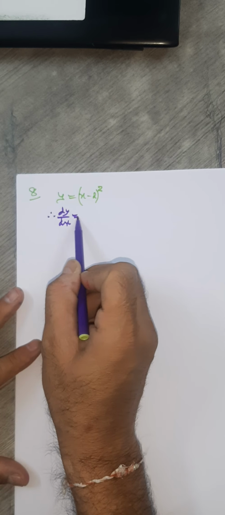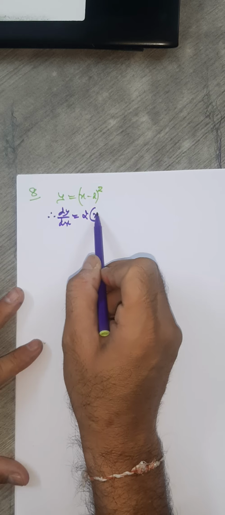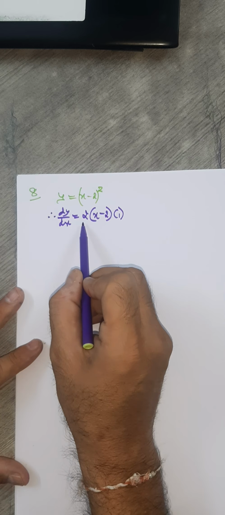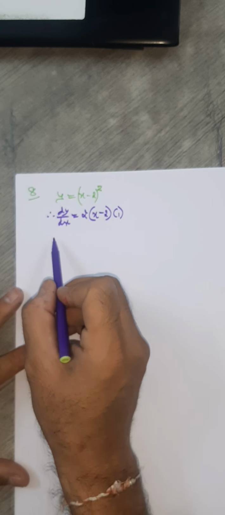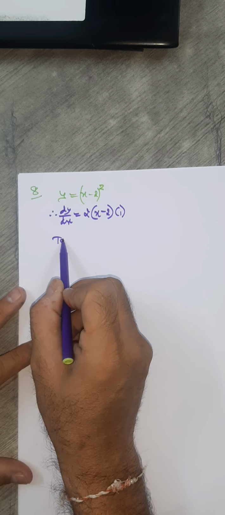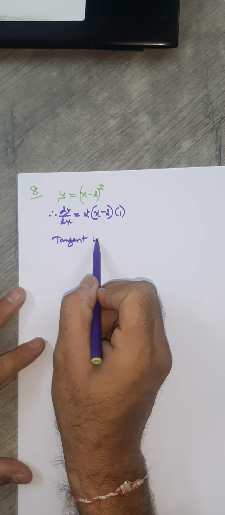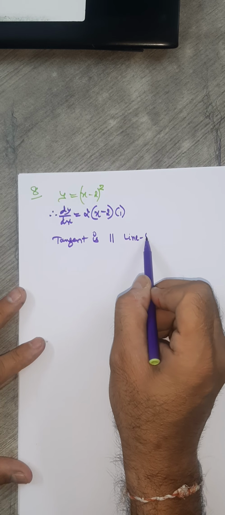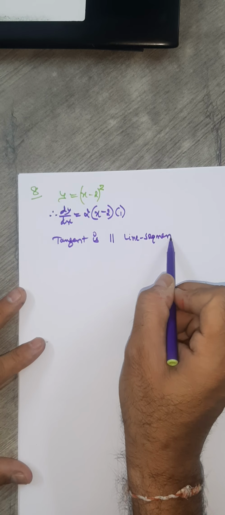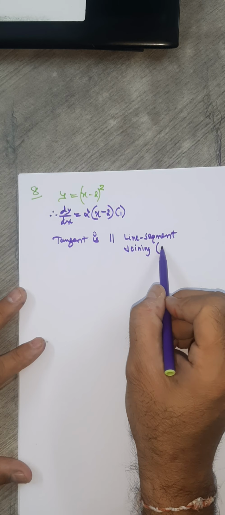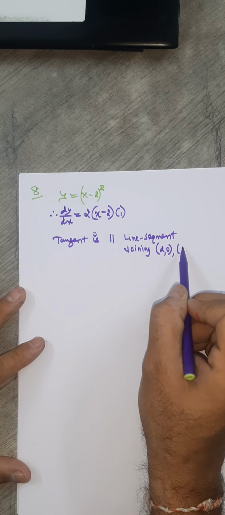We need dy by dx, so I'll just keep the derivative: 2 into x minus 2 by chain rule into 1. So we have this. Now what is given here? The tangent is parallel to the line segment joining these 2 points, 2 comma 0 and 4 comma 0.